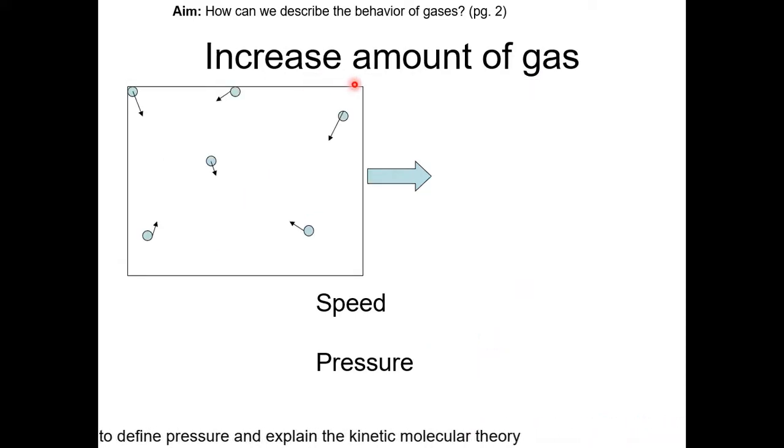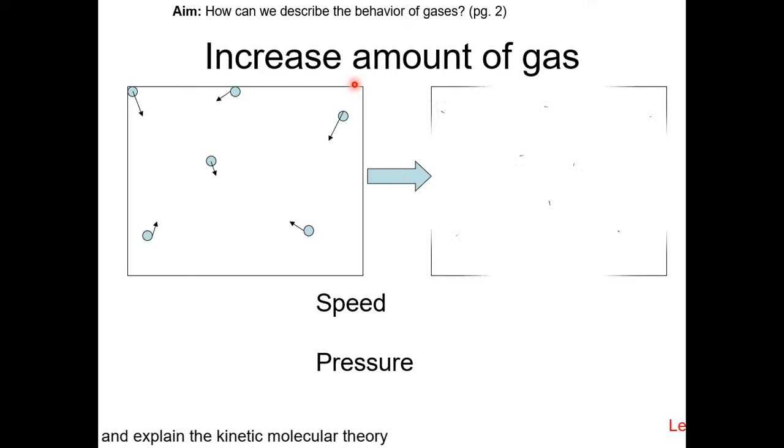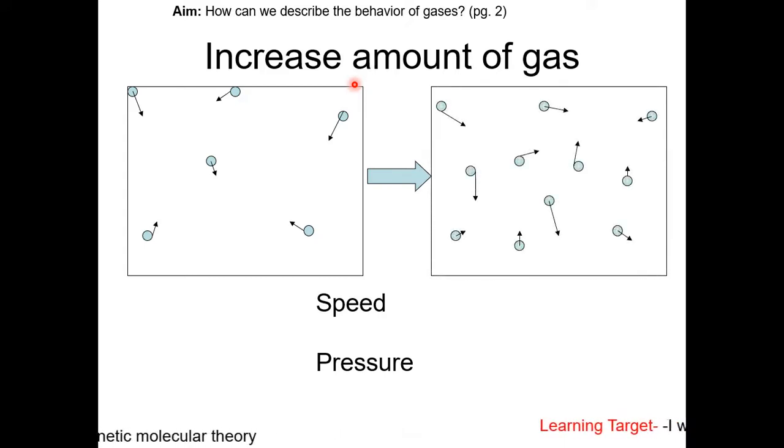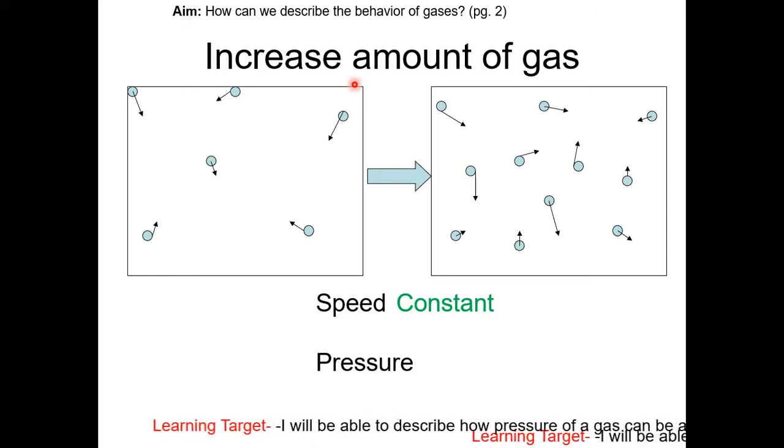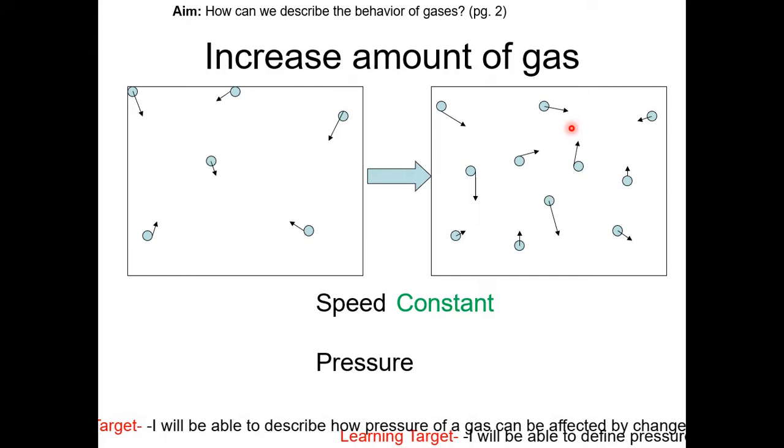In the third scenario, we increase the amount of gas particles. So the speed of the particles will be constant because the temperature is constant. The pressure will increase because we have more gas particles hitting the container.